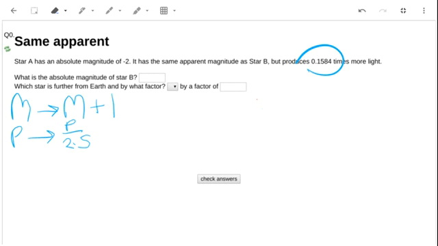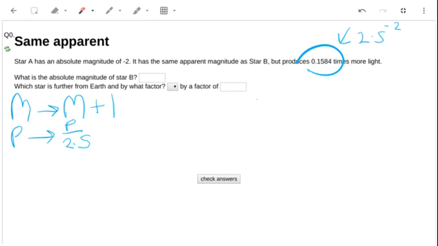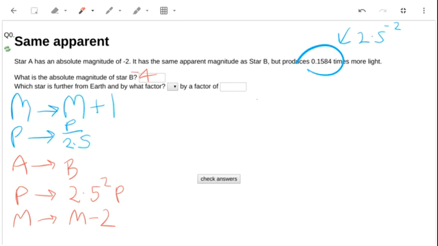So that is 2.5 to the power minus 2. So let's just compare that with what we wrote earlier. From A to B, it says that A produces less light, so the power has increased by a factor of 2.5 squared. That means that the magnitude has got less by 2. So the absolute magnitude of star B is minus 4.